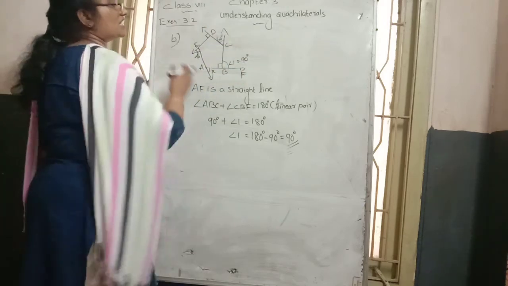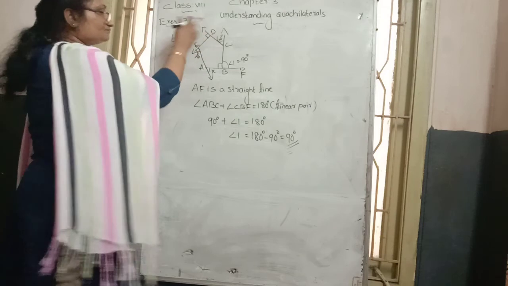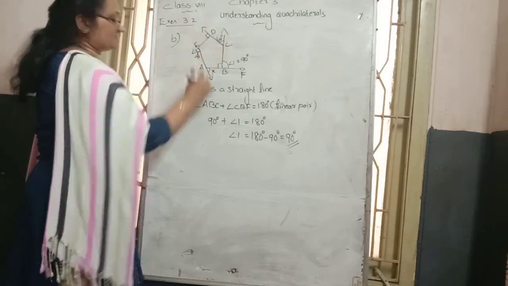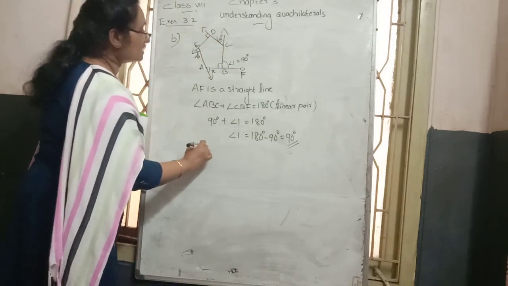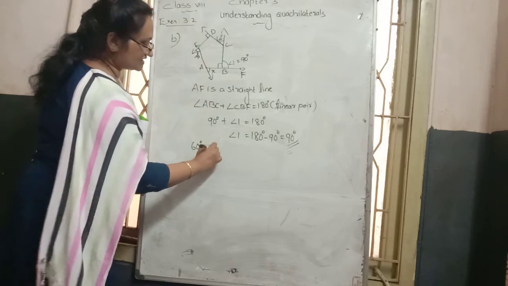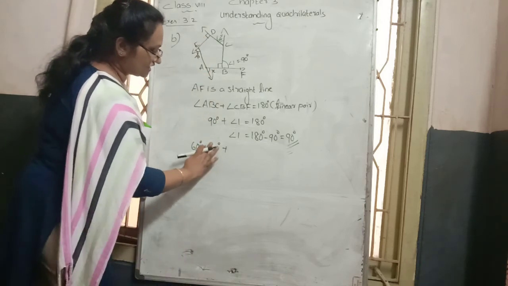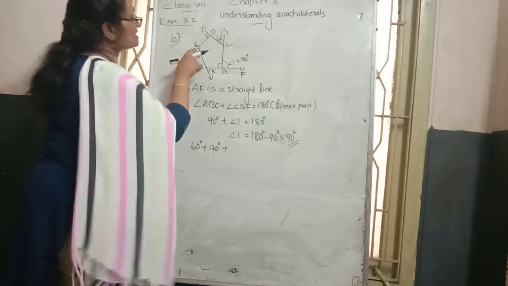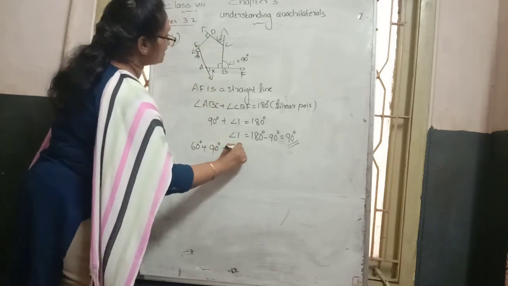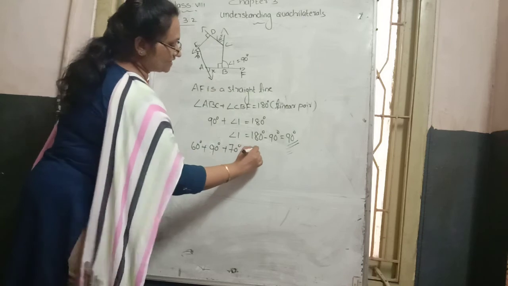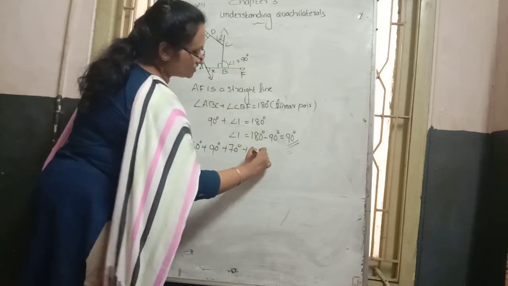The sum of all those angles is 360 degrees. So to start, 60 degrees plus, sorry, here 90 degrees is there, we can mark it as 90 degrees, plus the next 70 degrees plus x plus angle 1. How much do we have?